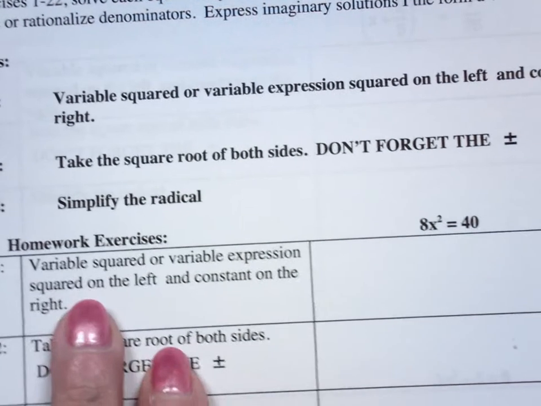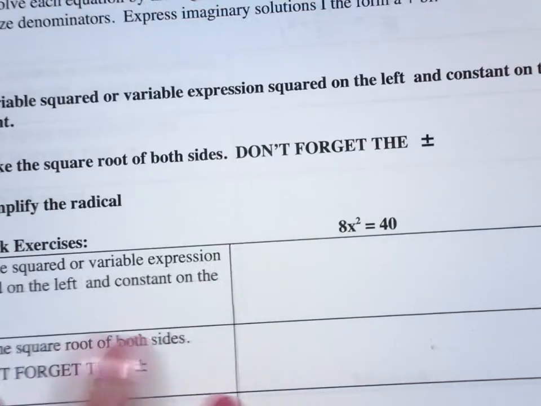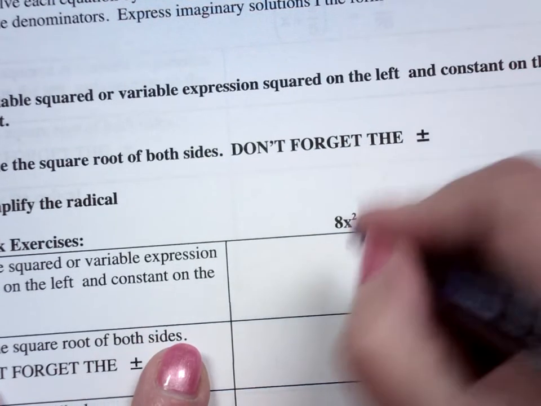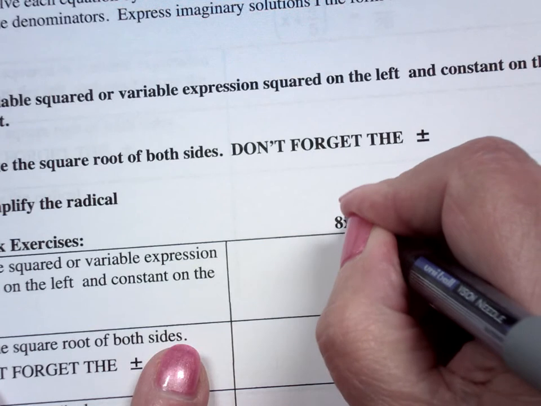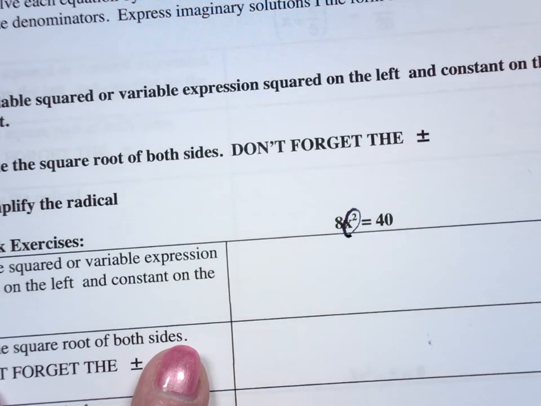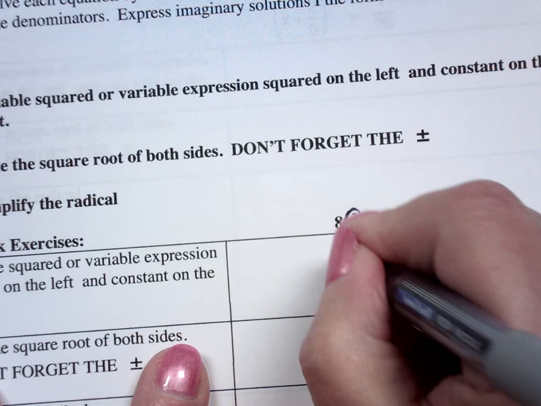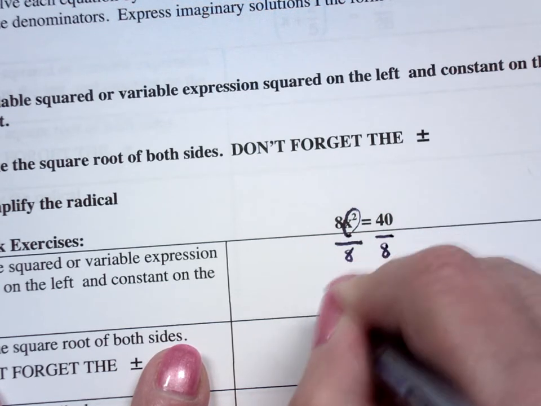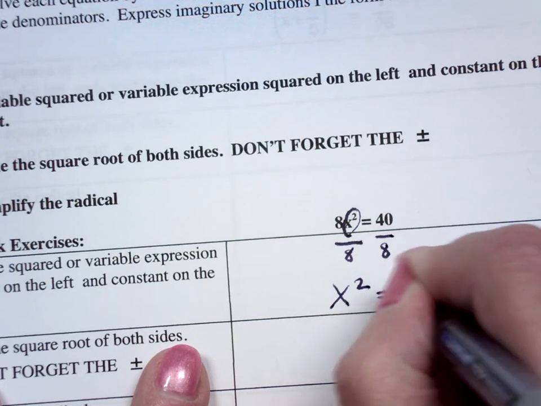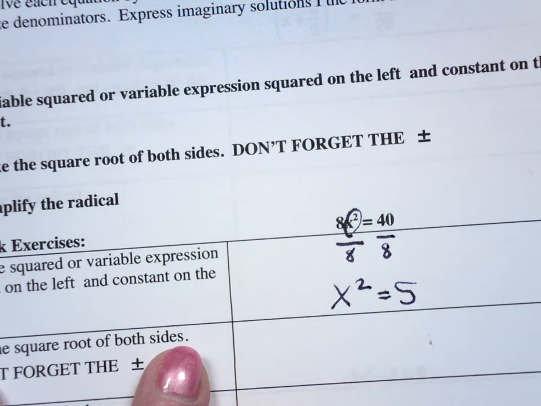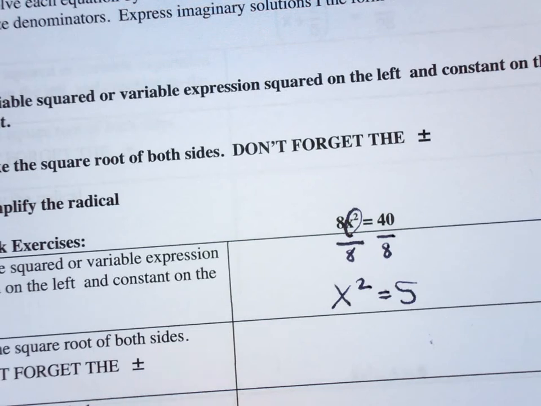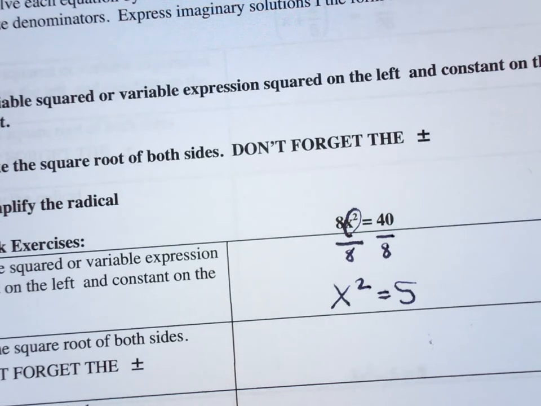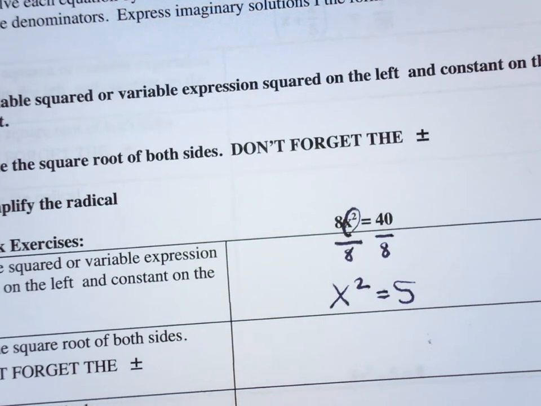So, step 1. Variable squared or variable expression squared on the left, constant on the right. Here's the squared thing. He's got an 8 with it. That means the first thing I'm going to do is divide both sides by 8 to get the squared thing by itself. Now, if you notice, 5 is not a perfect square, which means if I were to move it to the other side, it would be x squared minus 5. And x squared minus 5 is not the difference of squares.